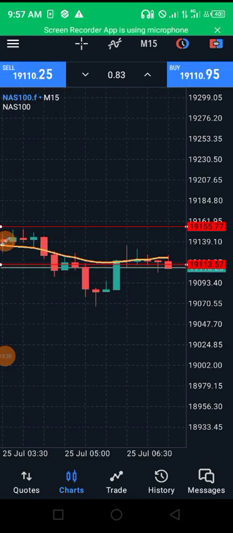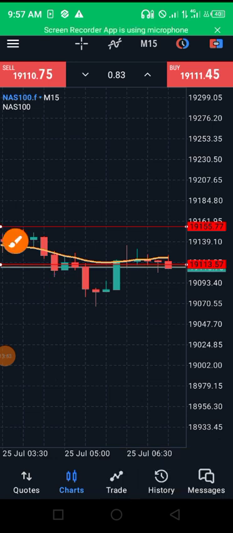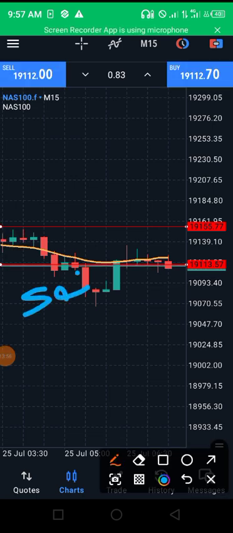So this bearish candle closes below the red line. See, this bearish candle closes below the red line. So we are going to take a sell trade there, at around this zone.